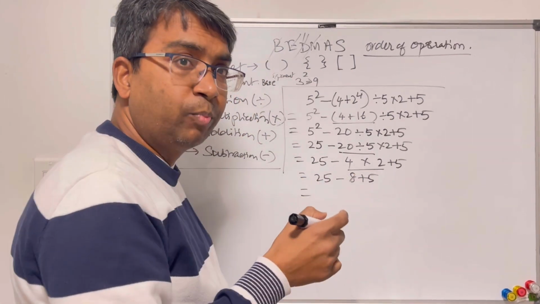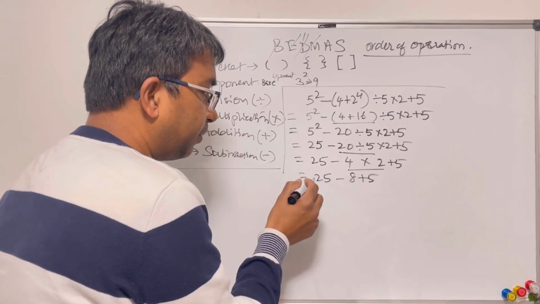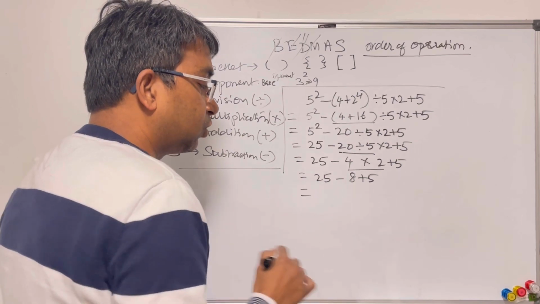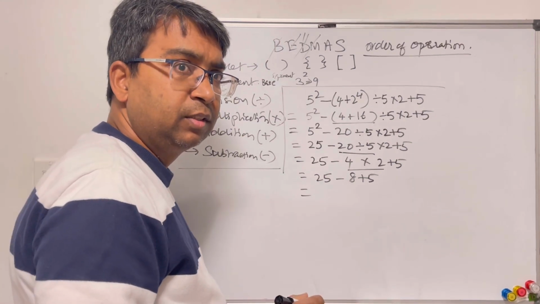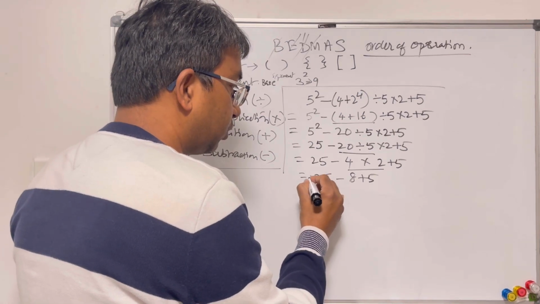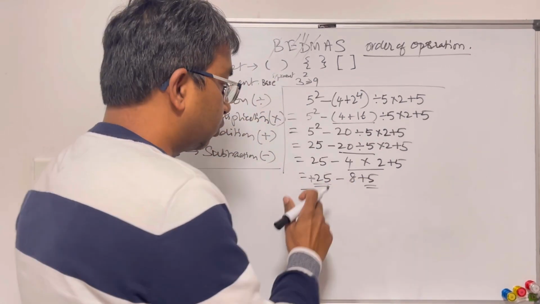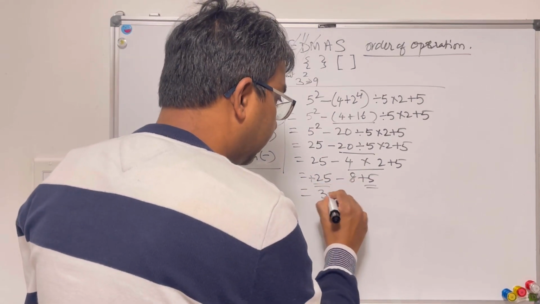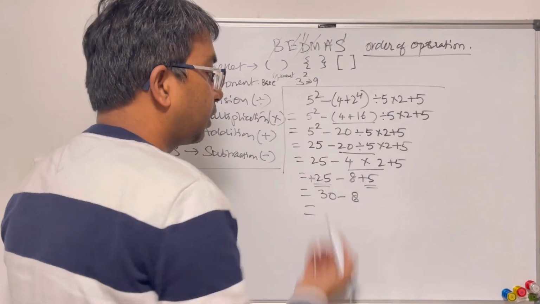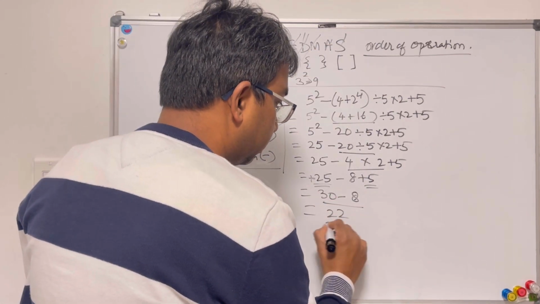Now one thing you might know, that if a number does not have any sign as a prefix, like plus or minus, it is always considered as a plus. Okay, so 25 is plus 25. It's always understood. So this plus and this plus go together. So 25 plus 5 is 30 and then minus 8. Now nothing remains. Addition is also gone. The last step is subtraction. So 30 minus 8 is 22.